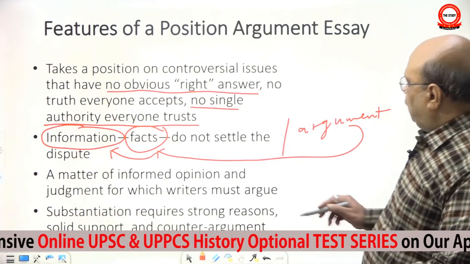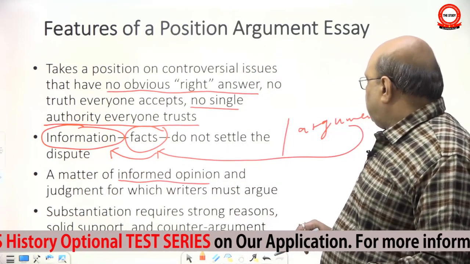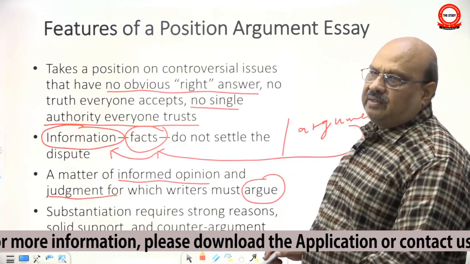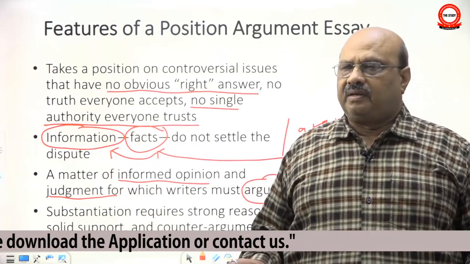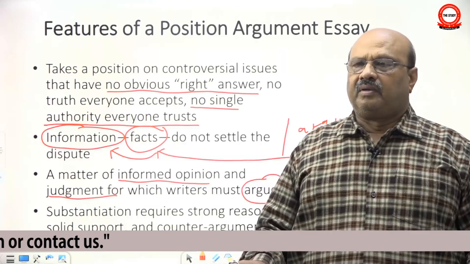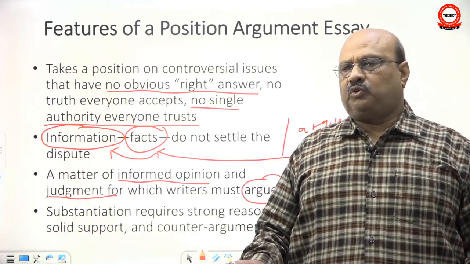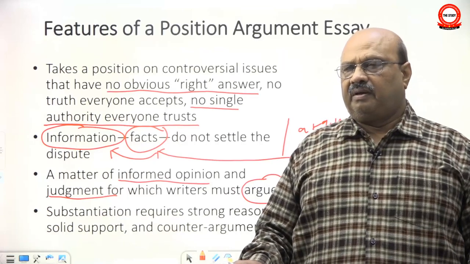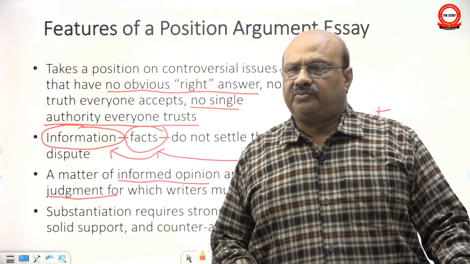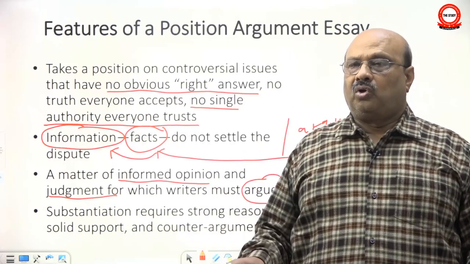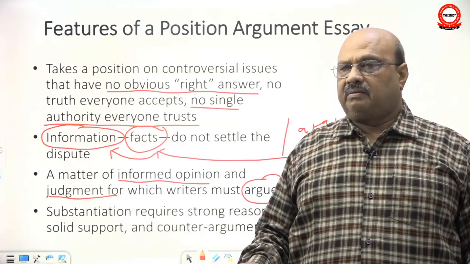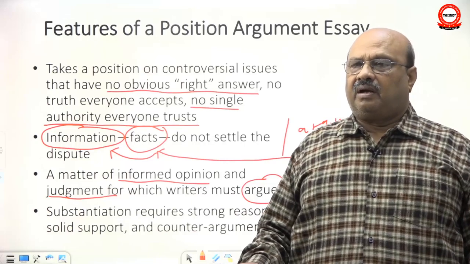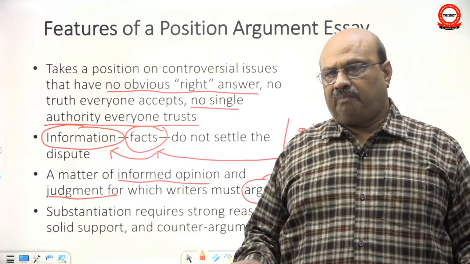Okay, next thing. A matter of informed opinion and judgment for which writers must argue. You argue your position, it is like in a debate. If two people are debating on a topic, both have clear-cut positions and those positions can be quite contrary, and both of them argue their position very forcefully, very convincingly, very cogently. In this kind of essay, this is what you do. But when you do so, you must display two things: your critical judgment and the fact that the things that you bring in belong to the realm of informed opinion.